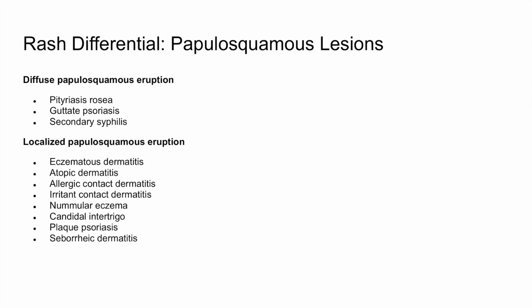Secondary syphilis should be considered when a diffuse eruption involves the palms and soles. Localized papulosquamous eruptions include eczematous dermatitis, which is usually pruritic and may ooze. Candidal intertrigo, which affects moist folds and has satellite pustules, plaque psoriasis, with sharply demarcated silver-scaled plaques, and seborrheic dermatitis, which favors the scalp, face, and other sebaceous areas.